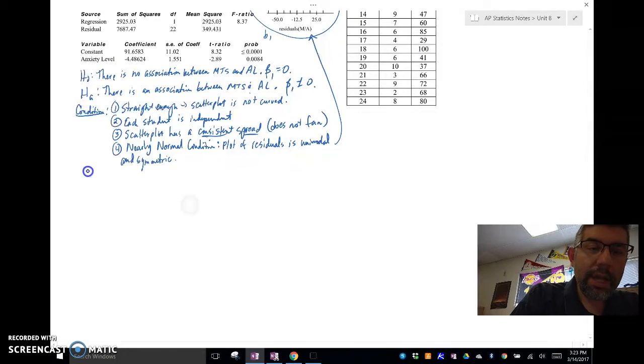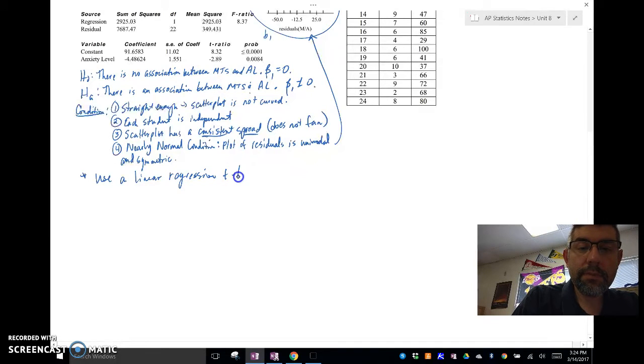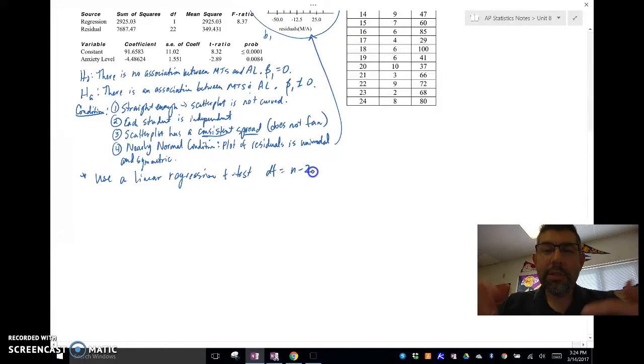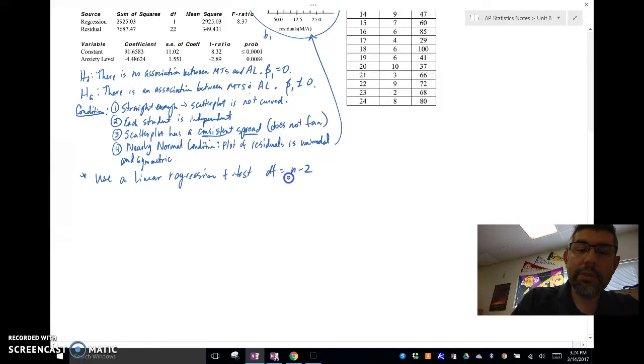Then we're going to state our test. We're going to use a linear regression t-test. The degrees of freedom are going to be n minus 2. Because I have two variables, I have n, which is 24, minus 2, which is 22 degrees of freedom.